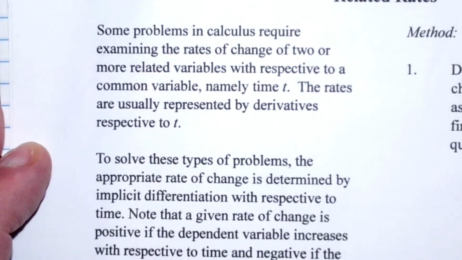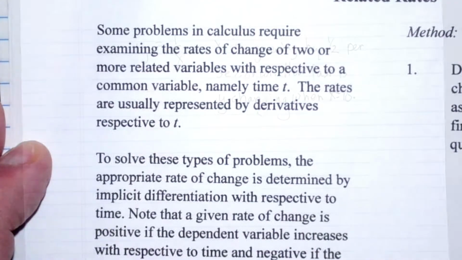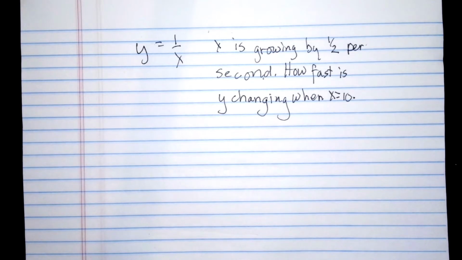So this technique requires us to use something very similar to implicit differentiation. We're going to be differentiating with respect to t, and so we'll do an example. In fact, let's do an example right now. Alright, so let's look at this example. It's not a very interesting example, and it's not one that is particularly useful, except that it'll illustrate some of the mechanics involved in figuring out a related rates problem.